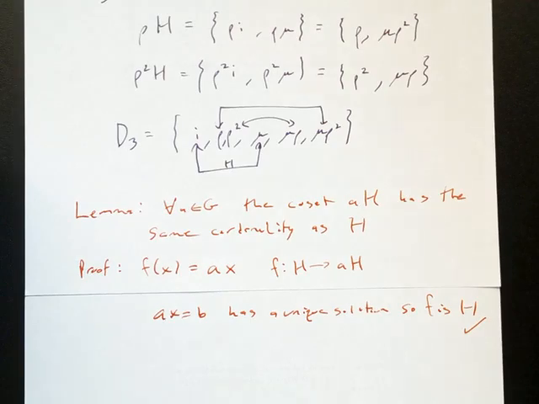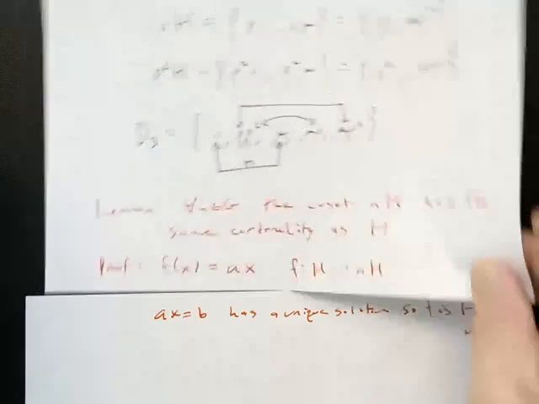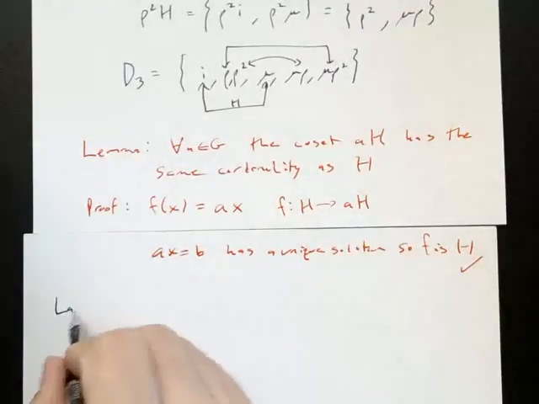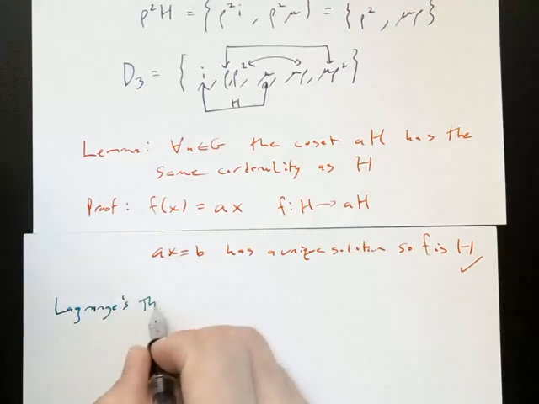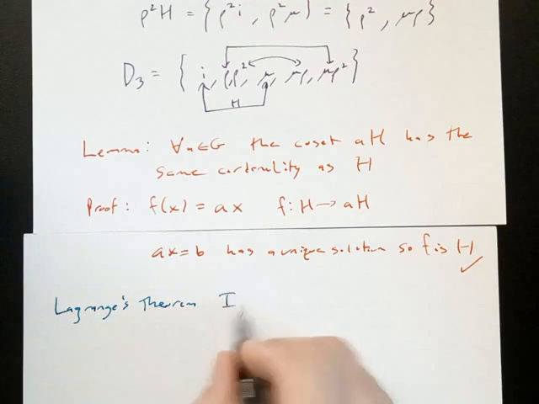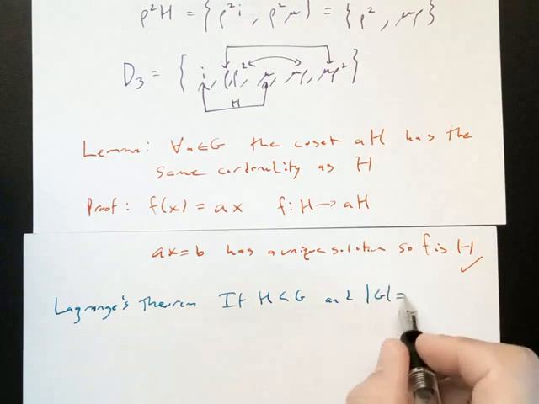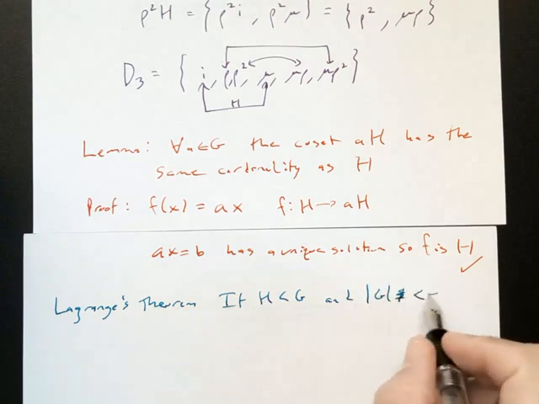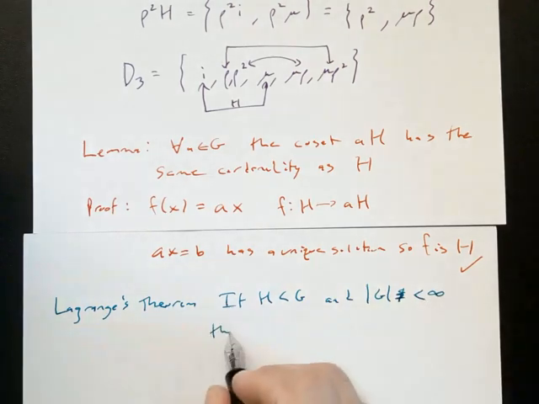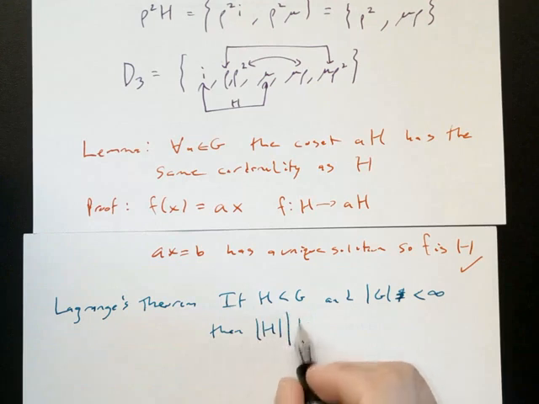If all of my cosets are all the same size, then it has to evenly divide the order of the group. There can't be anything left over, or there'd be a set that wasn't the same size. Lagrange's theorem. If H is in G and the order of G is finite, I'll write it that way, then the order of H divides the order of G.